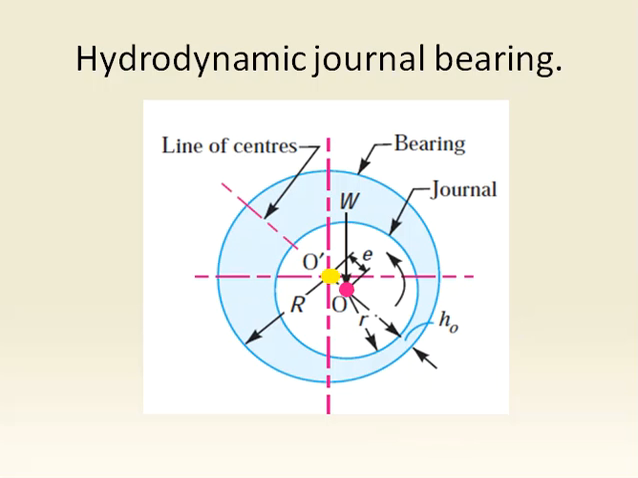These are not in line, so these are not concentric circles. Concentric circles have the same center, but these two do not. There is some distance between them, and that distance we represent as e, which is the eccentricity. The load acts only on the shaft, not on the bearing. The bearing only gives support, but the load acts on the shaft.